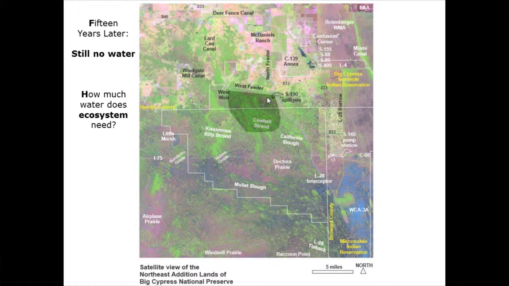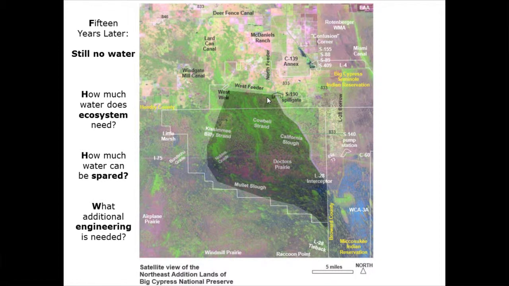the problems, the impediments. We still have these impediments in front of us, basic questions we can't seem to answer. How much water does the ecosystem need? How much water could be spared from upstream? And what additional engineering is needed? These are basic fundamental questions that 20 years later we're still grappling with. In the meanwhile, no water.